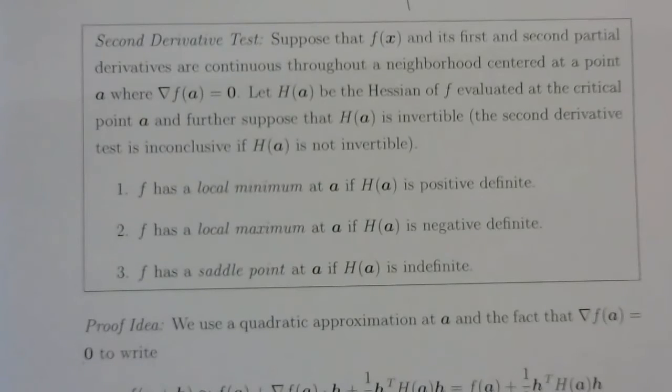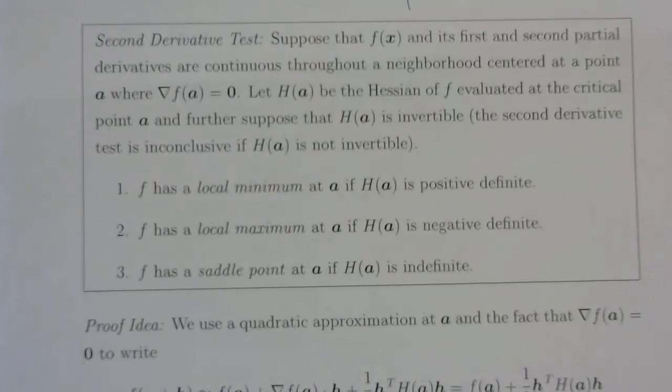We have these three outcomes. F is a local minimum at A if the Hessian at A is positive definite. It has a maximum at A if the Hessian is negative definite, and it has a saddle if the Hessian is indefinite.